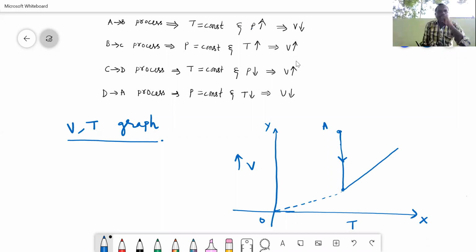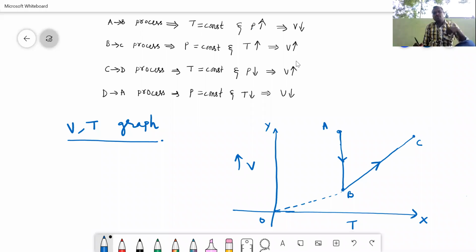Now pressure is constant. What happened to temperature? Temperature increases, volume also increases. Yes, our arrow mark should be this side. This is B, this should be C. Somewhere here, C. Let us assume.